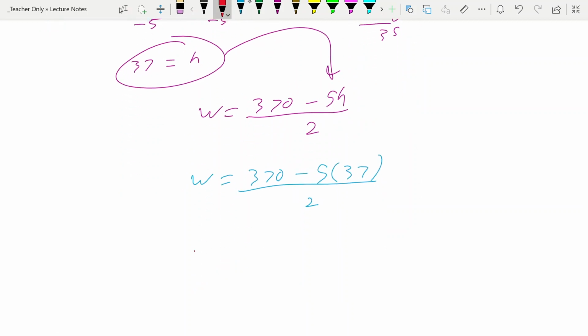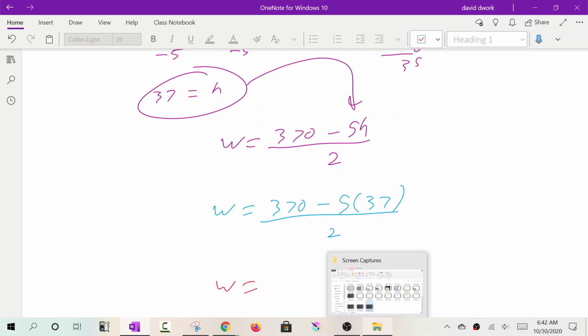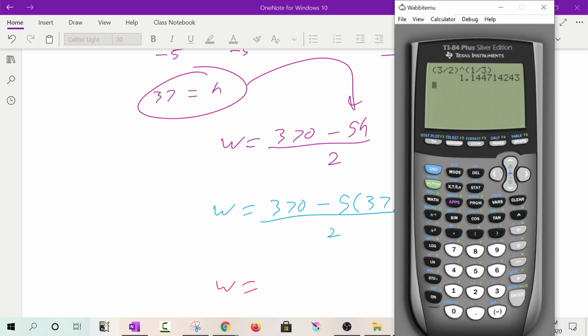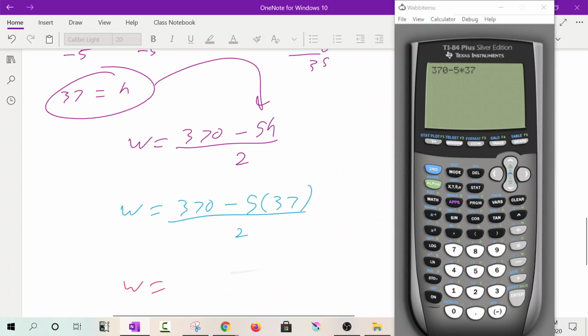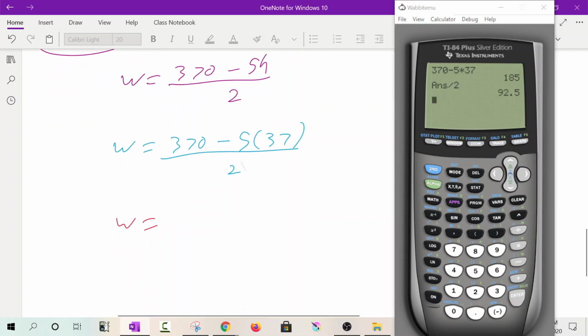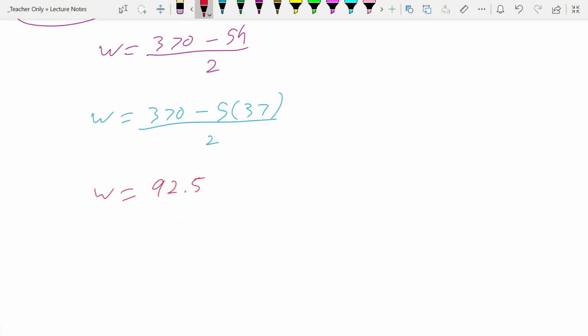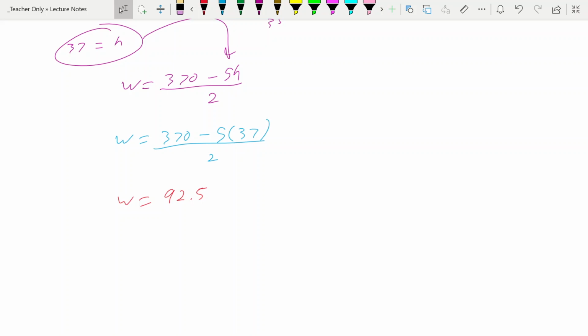This seems unpleasant. And this is what they invented calculators for. But let's just use a calculator. Let's try that again. There we go. Clear. 370 minus 5 times 37. I'm going to go ahead and hit enter before I hit divide by 2. Otherwise, it's only going to divide the 5 times 37 by 2. All right, so that numerator is 185 divided by 2. So that gives us 92.5. So therefore, now I have my dimensions of my pen, or do I?